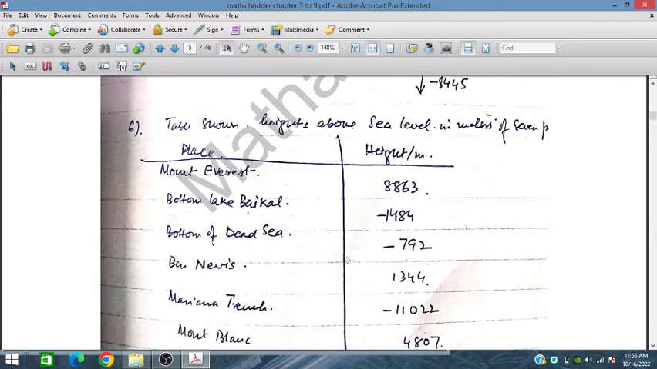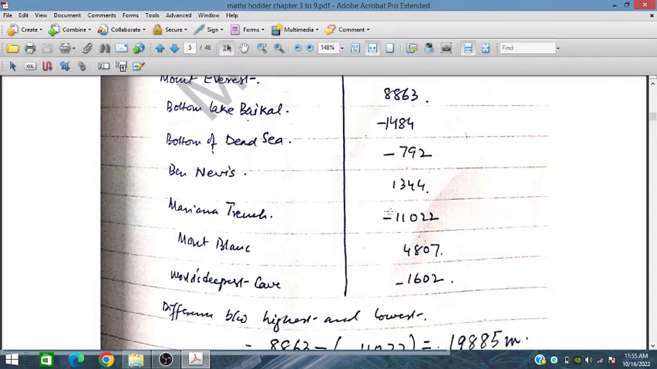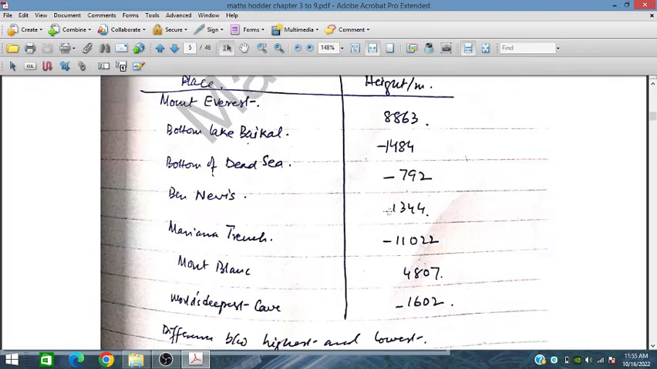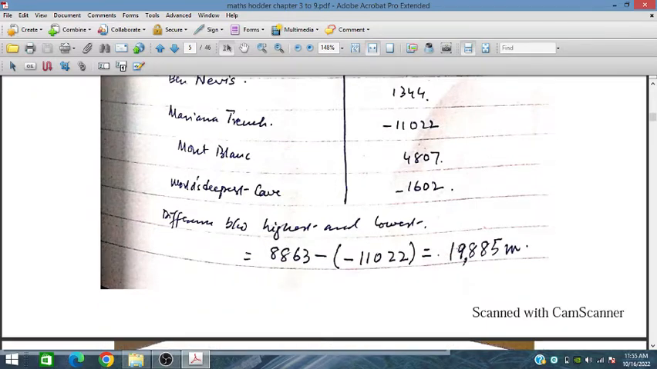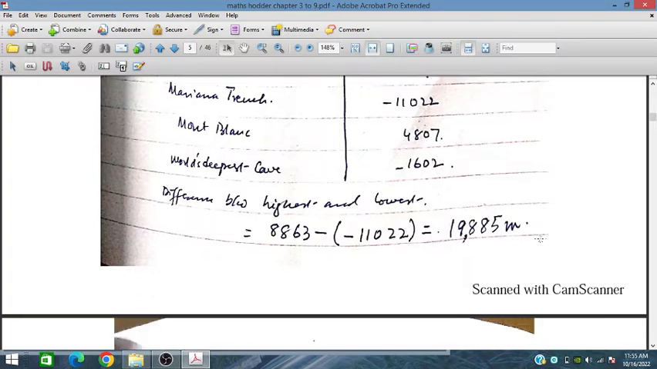The table shows that this is the height of Mount Everest, and the deepest site is at the Mariana Trench, that is 11,000 meters down from the datum level. So 11 kilometers down. So the difference between the highest and the lowest point is 19.8 kilometers between the highest point and the lowest point on Earth.